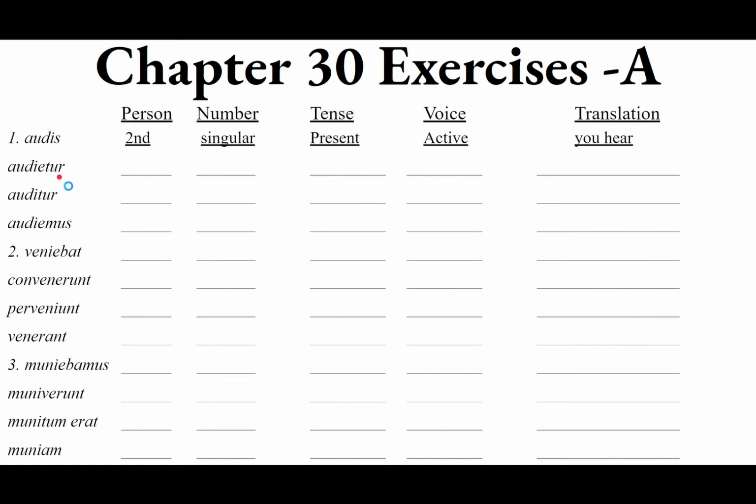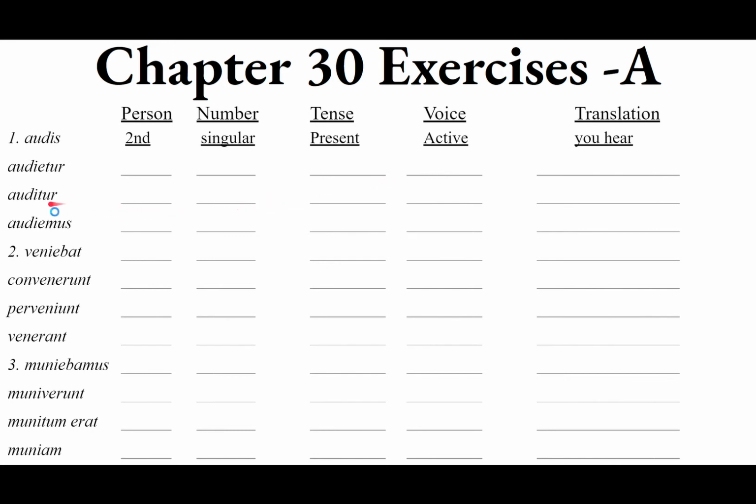Number 2, audietur, third person, singular. This is going to be future tense. You should be able to see the present stem, audi, then the future ending, etur. So future, and this will be passive voice. The future passive endings for the third IO, and fourth conjugations are ar, eris, etur, emur, emini, entur, and here's the etur, audietur. So third person singular, future passive, he, she, it will be heard. Third person singular is he, she, it. Future, will, and it's not active voice but passive voice, so will be heard.